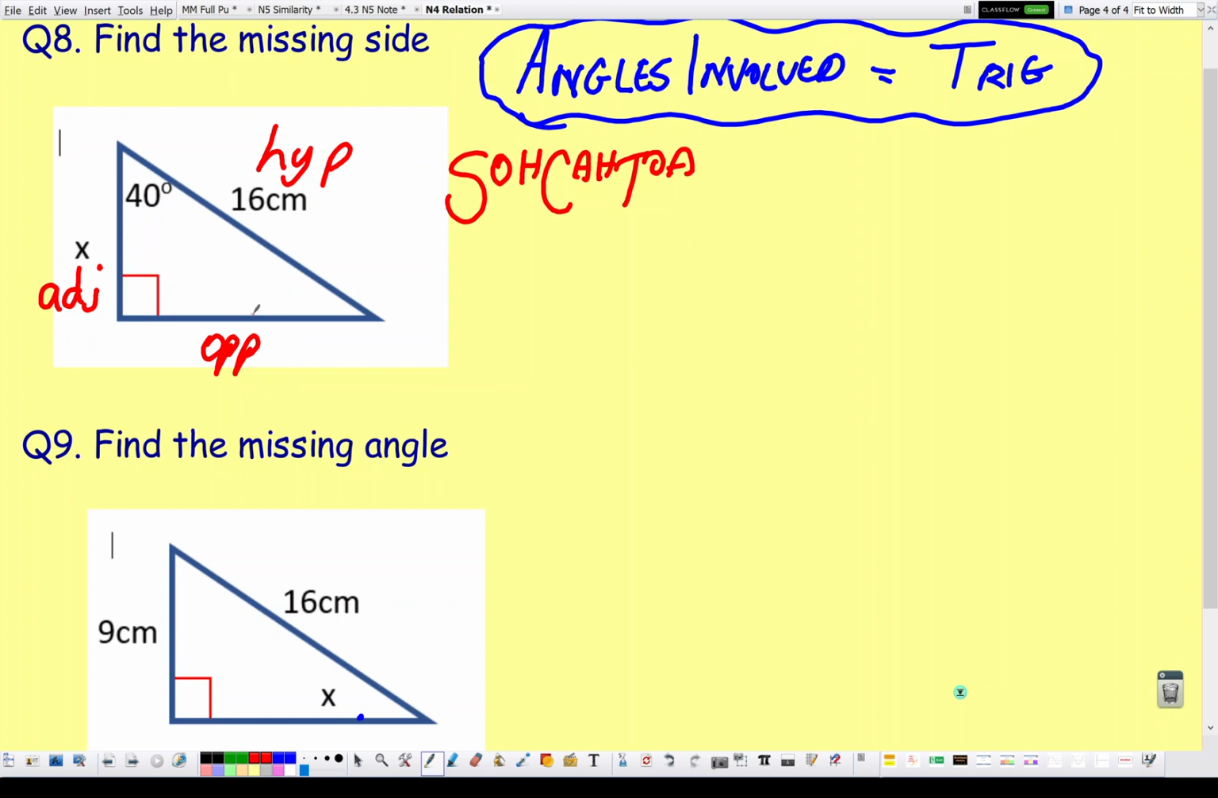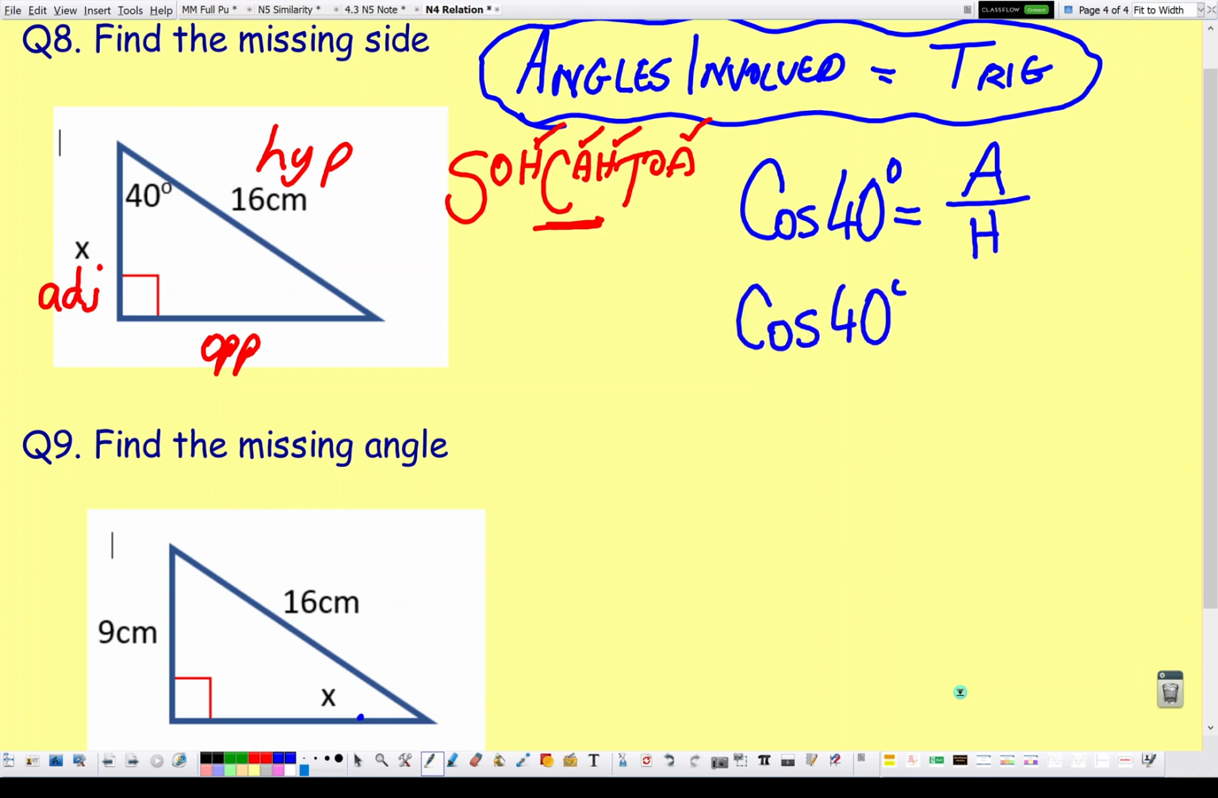Okay, I'm not interested in the opposite side, so I should not be ticking the opposite here. I have the hypotenuse and I'm trying to find the adjacent side. So which one has two ticks? It's going to be C. So it is the cosine ratio. So it is the cosine of 40 degrees is equal to A over H. So it is the cosine of 40 degrees equal to the adjacent side, which is the missing one, x, over the hypotenuse side, which is 16.